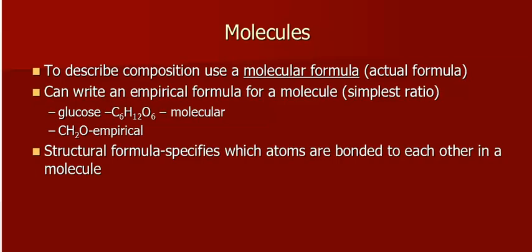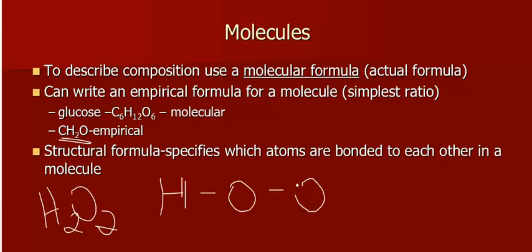That's the actual formula for glucose. I can reduce that formula to give me the empirical, which is the simplest ratio, CH2O. So the empirical is just the reduced form. It doesn't tell me what glucose is, but it is the reduced form. We can also use the structural formula. For example, hydrogen peroxide, H2O2. Structural formula just shows which atoms are bonded to each other, like this. So structural just kind of uses dashes to indicate which atoms are bonded together.